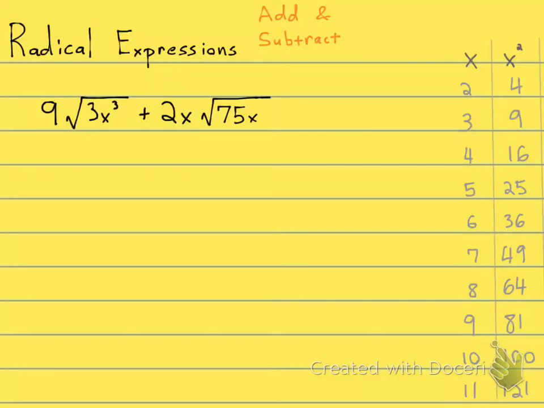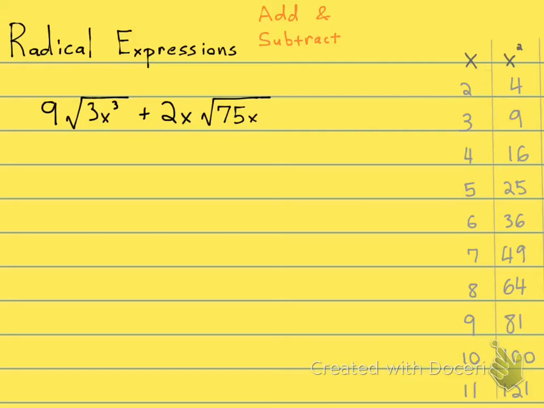So they want us to add these two rational expressions. But in order to add, they have to be like. They have to be the same, and these are obviously not the same. Two of these things do not go together with nine of these things. So we need to simplify first. If you make sure they're simplified, then we're going to expect these two to go together.